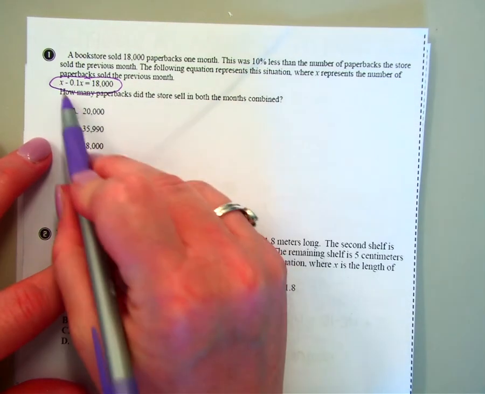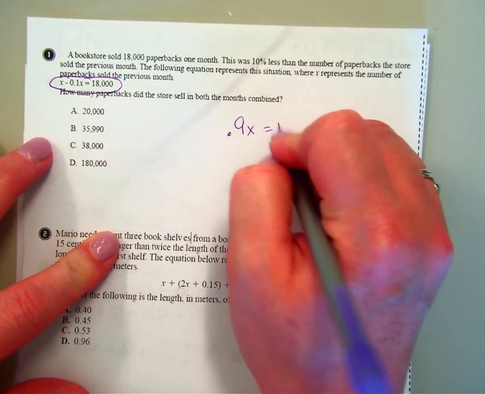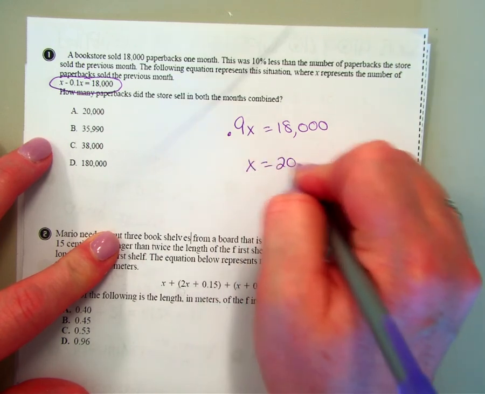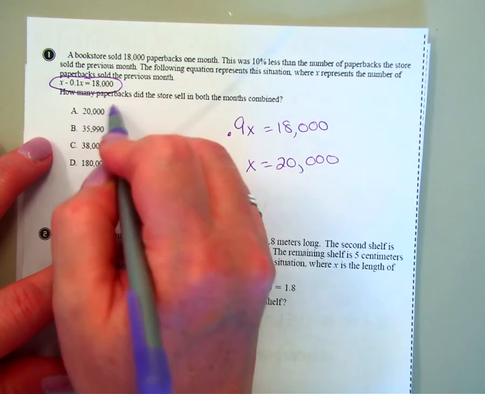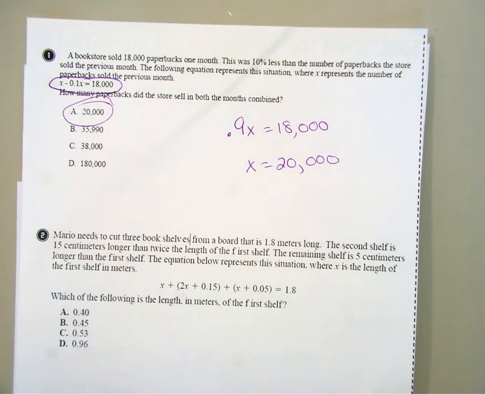So if we start solving here, we're going to subtract our x's. So I get 0.9x equals 18,000. Divide by 0.9. And we're going to get 20,000. So choice A is our answer for that one. So is that actually our answer though?